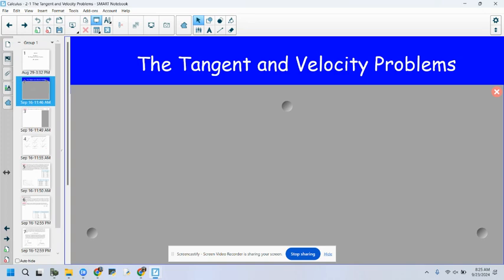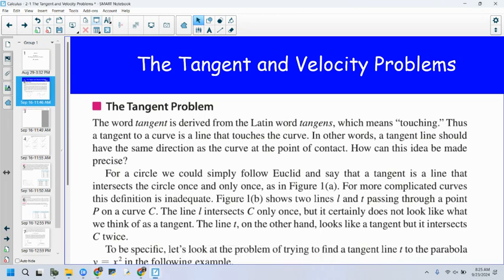The first one is the tangent line problem, and I will refer back to this at many points throughout the chapter. Today is not going to be a lot of handwritten notes. It's going to be a lot of conceptual stuff, just think through this with me. The word tangent basically means lies next to. It's a Latin word meaning touching. The word tangent means lying directly next to.